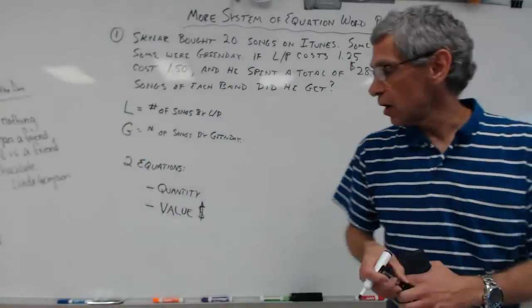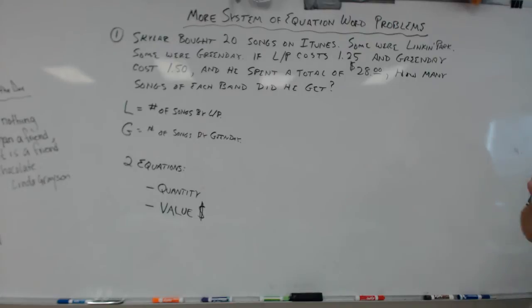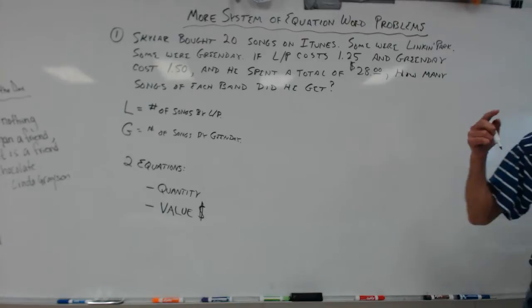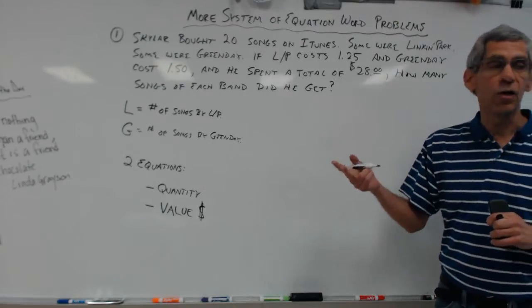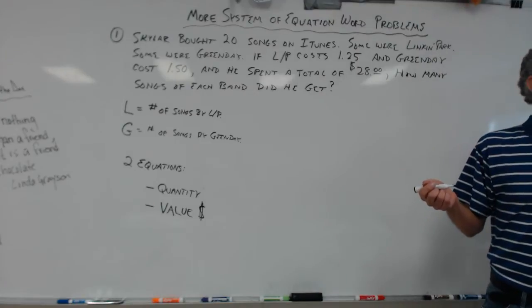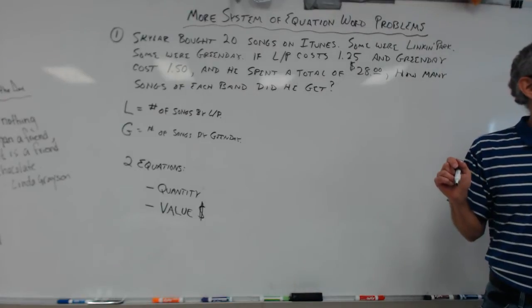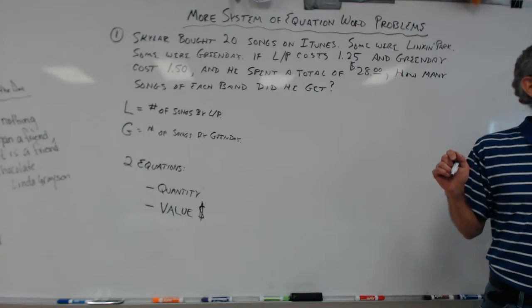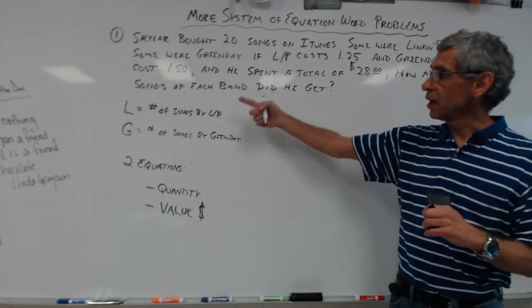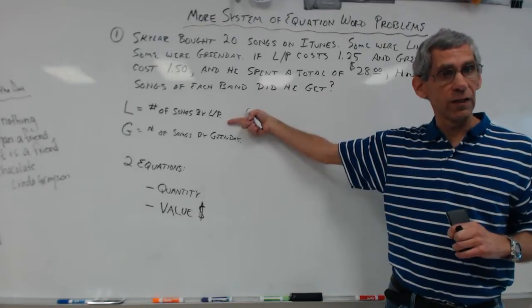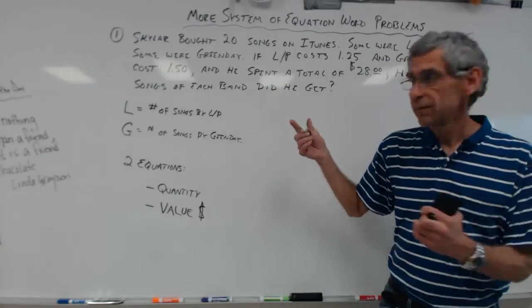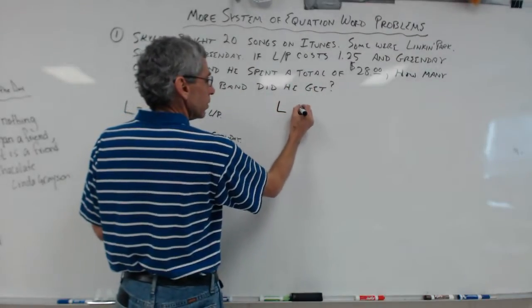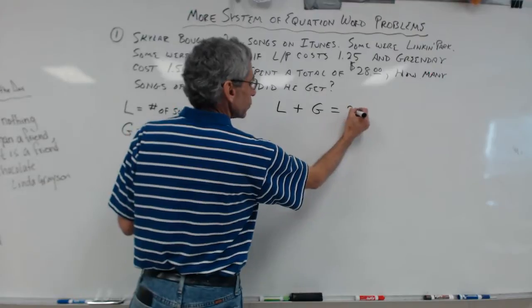So, first of all, our quantity. How many songs did I buy? That's what we're trying to figure out. 20. How many songs in total? You bought 20. And how many unknowns are there? 2. And what equation can I create? L plus G equals 20. Does that make sense? The number of songs of Linkin Park, plus G, the number of Green Day, equals a total of 20 songs, right? That's pretty easy. Good. So L plus G equals 20.